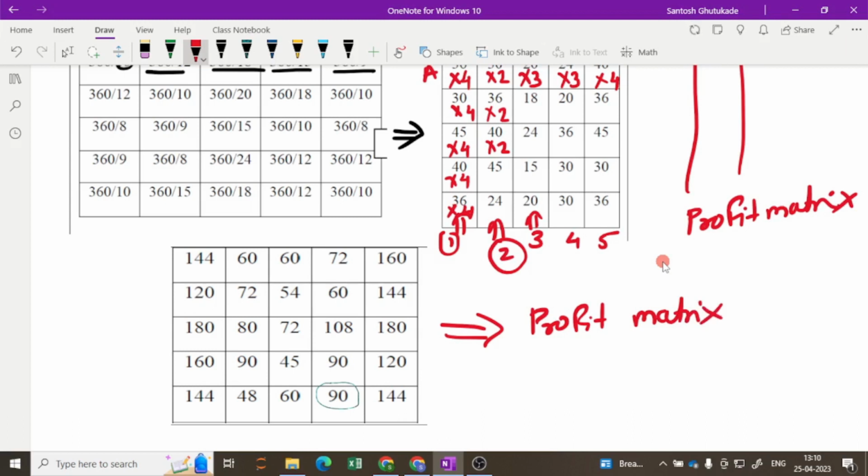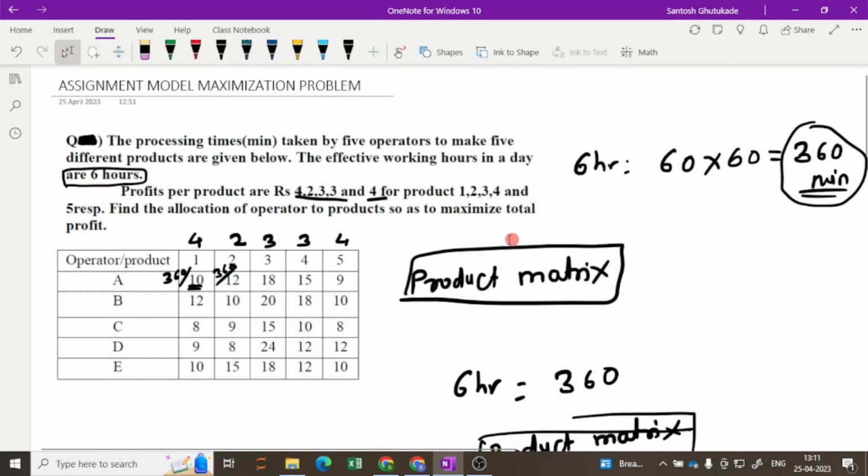Now why have we found this profit matrix? Because in the problem, if you check, they have asked to maximize the total profit. But in the problem, the time required to complete each unit is given, and the total time available is 6 hours, that means 360 minutes.